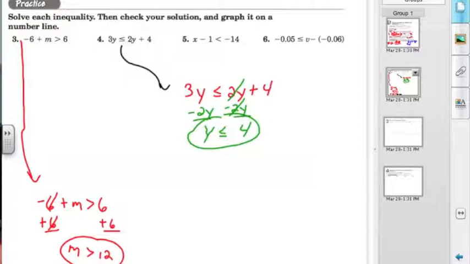Okay. So we do a number line. I have 0. I have 4. I want all numbers less than and equal to 4. So I close my circle. I fill it in. That gives me the equal. And when I go to the left, that gives me all the numbers less than. All right, so there's the graph for that.